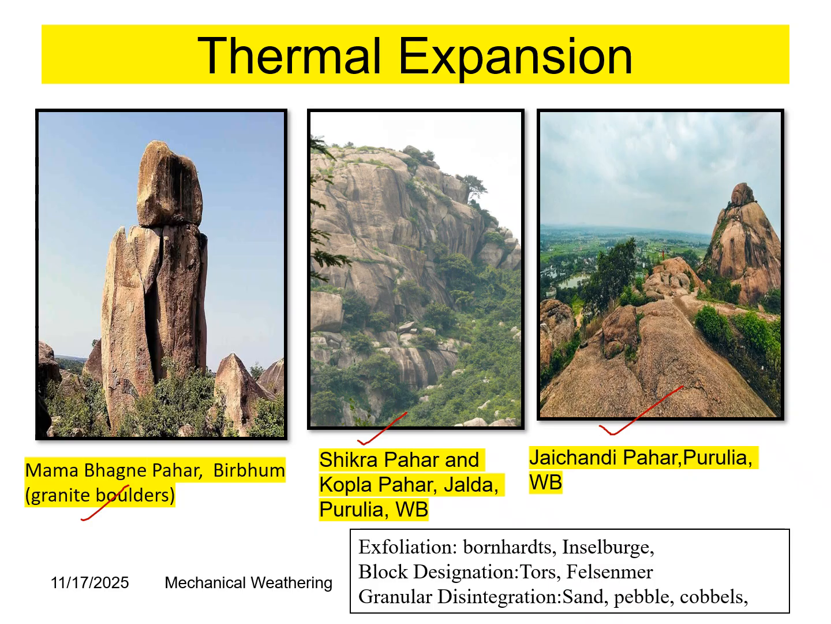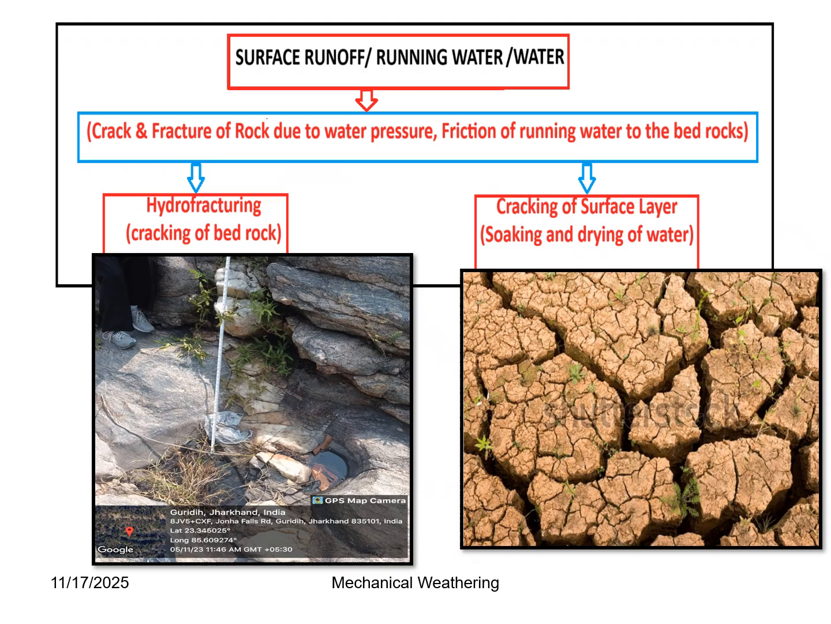In arid to semi-arid climatic conditions, the bornhardts, inselbergs, felsenmeer, and talus, sand, pebbles, cobbles, all are related to the landscape and the subsurface and surface land configuration related to mechanical weathering, rather thermal mechanical weathering. Next, mechanical weathering due to running water or the water.